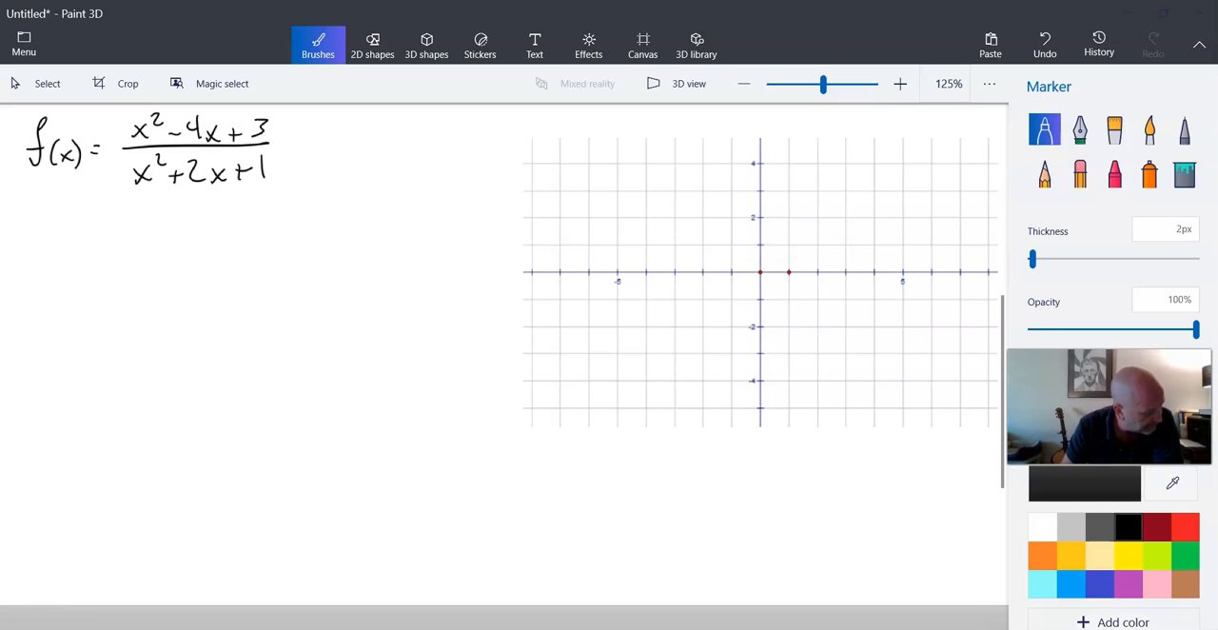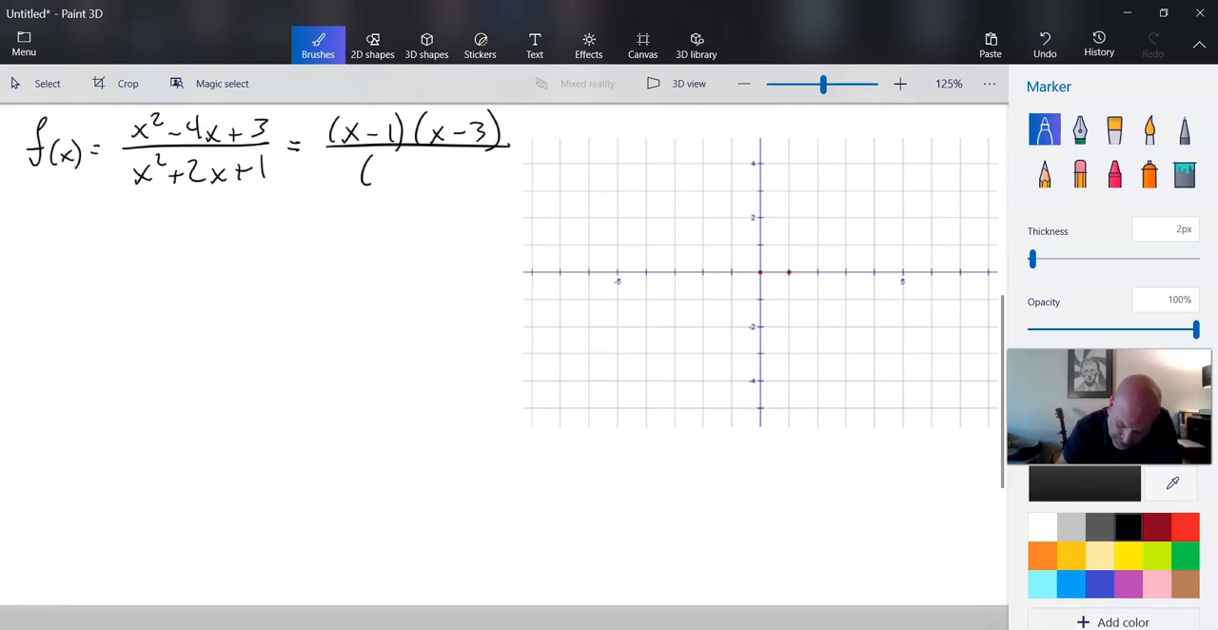So first thing we want to check for are intercepts. Let's see here. So we're going to need this stuff all factored out. So let's say this would be x minus 1 times x minus 3. And then down here, this is going to be x plus 1 squared. Okay, so I can see from the numerator that I have zeros at 1 and 3. Right? I can see them right there. Zeros of the function are x-intercepts. Okay, so I'm going to mark that in. I got 1 here at 1, and I have 1 here at 3. Okay, so that's good.